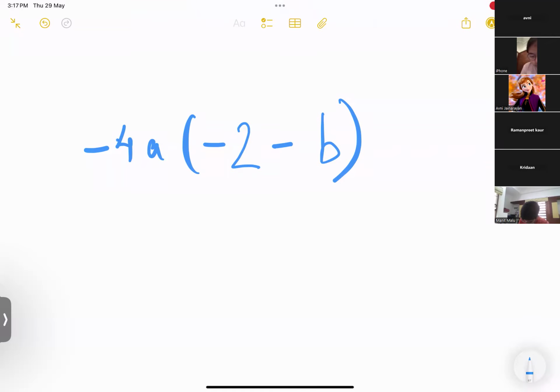Ramanpreet, answer wrong. Shivansh, answer wrong. That's the beauty of algebra. If any sign is wrongly put, your answer becomes wrong. Okay? In 30 seconds, I am going to solve it. Grahil, answer wrong.